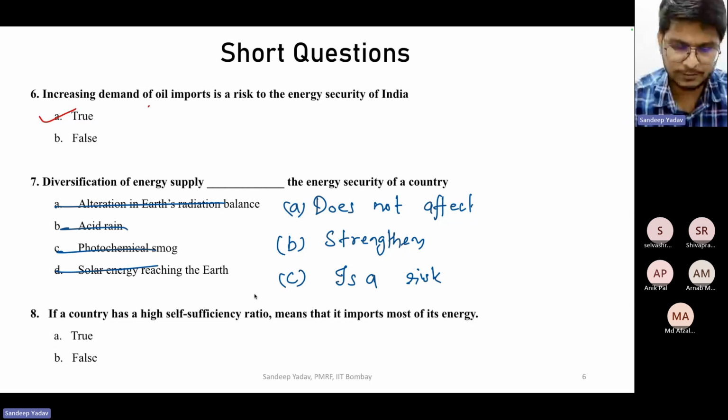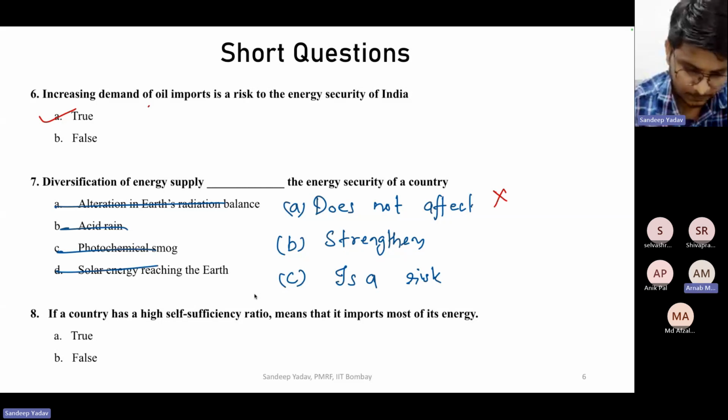So now these are the options. Diversification of energy supply does not affect the energy security. No, diversification will affect the energy security. So this option is ruled out. Strengthens the energy security. Yes, B strengthens will be the correct answer. B will be the right answer.